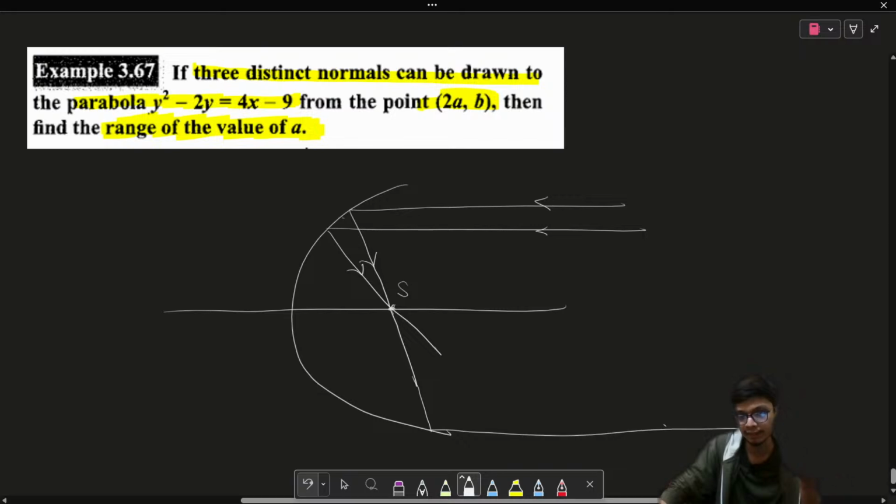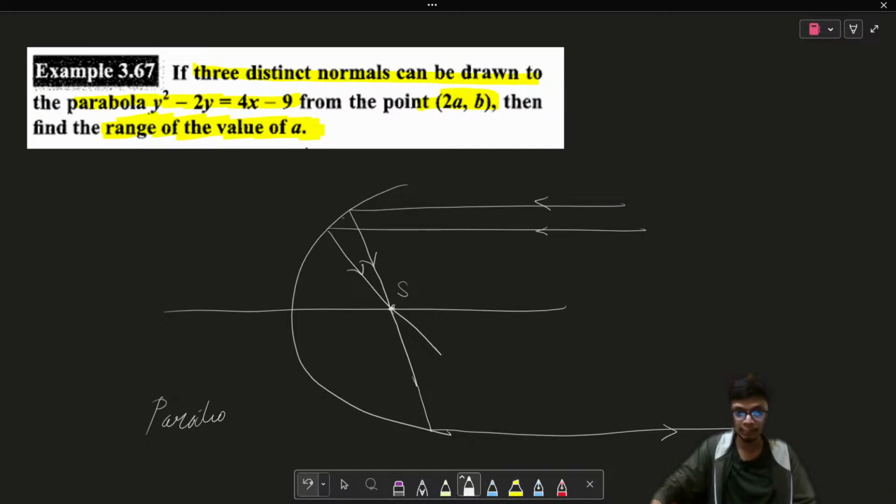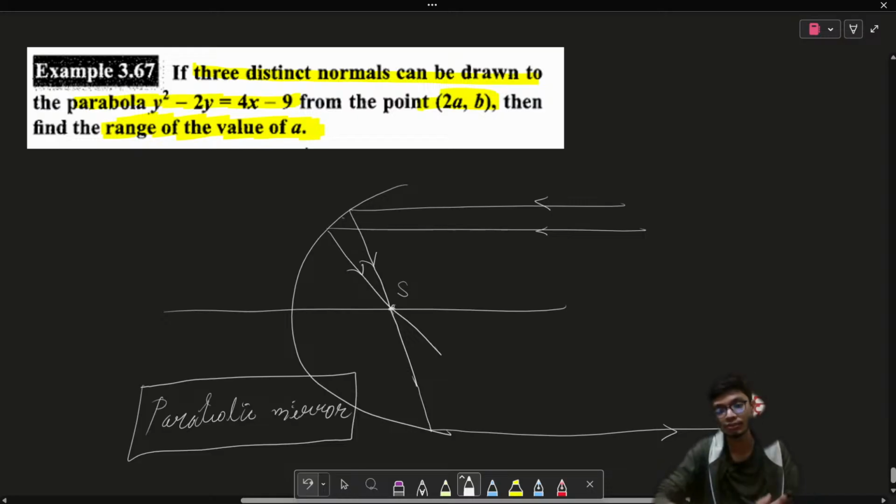That is a very important result, which will allow us to use it as a parabolic mirror. So the parabolic mirror is one of the crucial applications of parabolas. We'll see what the basic feature of a parabola is that makes it a perfect reflector.